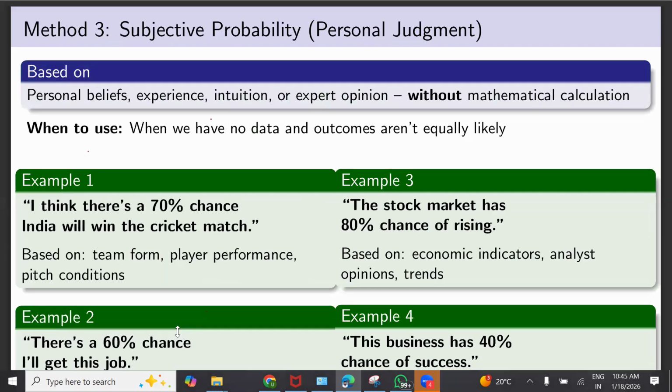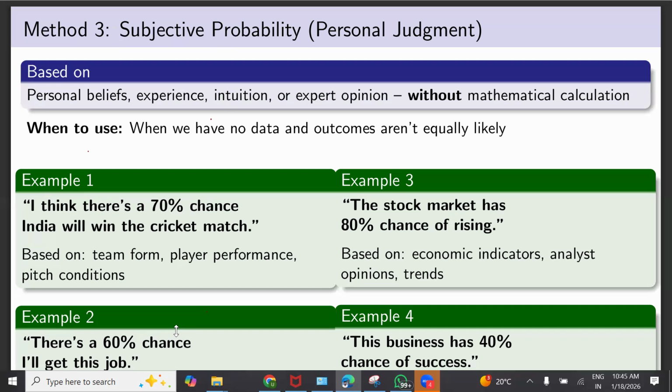Right. So similarly, next is method number 3, subjective probability. That is personal judgment. So it is based on personal beliefs, experience, intuition or expert opinion without mathematical calculation. When to use? When we have no data and outcomes are not equally likely.